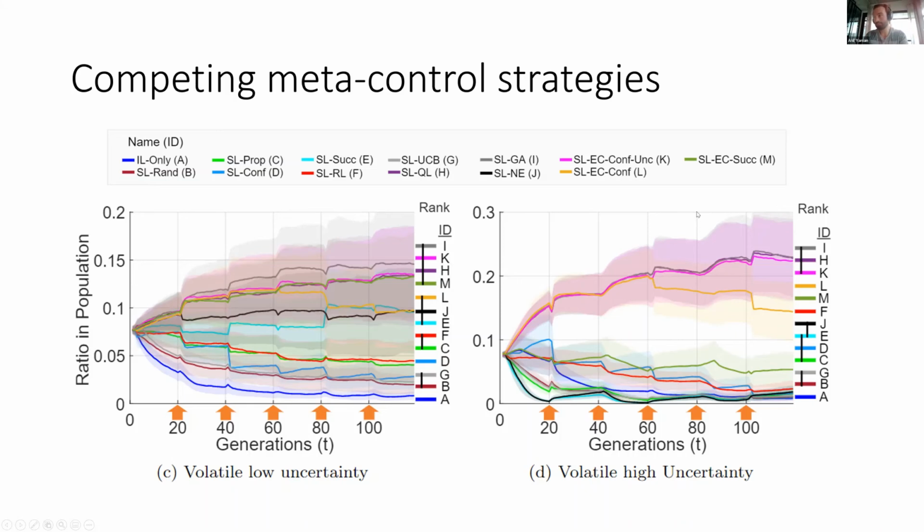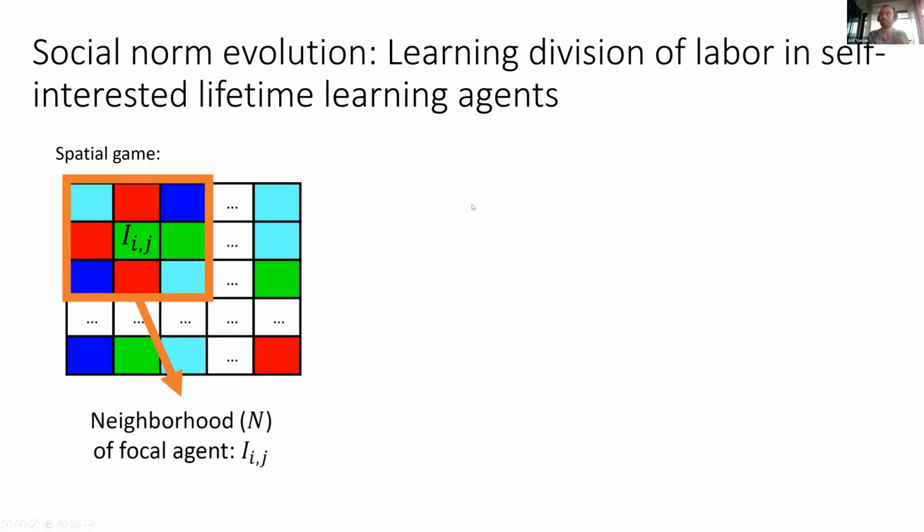Then I will just, in two slides I believe, discuss similar but a bit different work that I'm working on at the moment. This concerns social norm evolution. In this case, how we can learn the division of labor in self-interested lifetime learning agents.